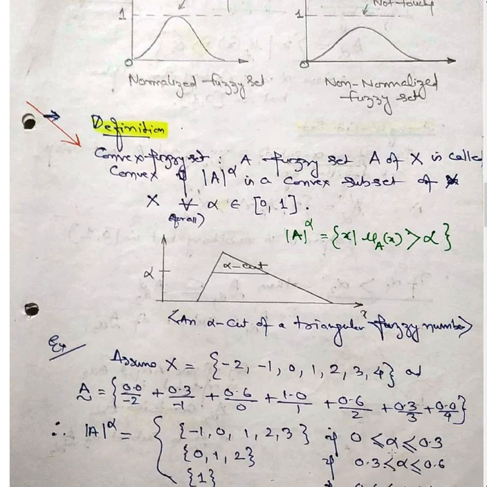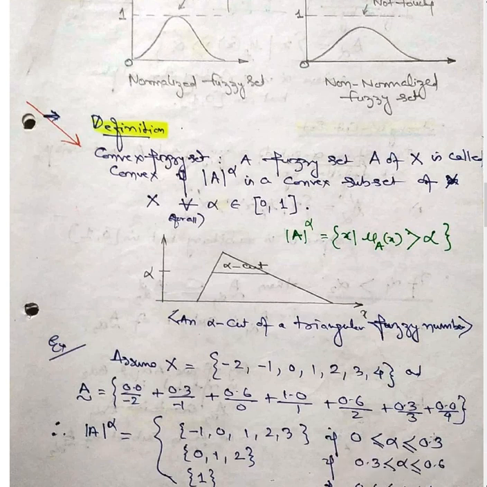And if you are taking the case of 0.6 and 1, alpha anything between 0.6 and 1, then you will be taking the value with respect to that, which is equal to 1.